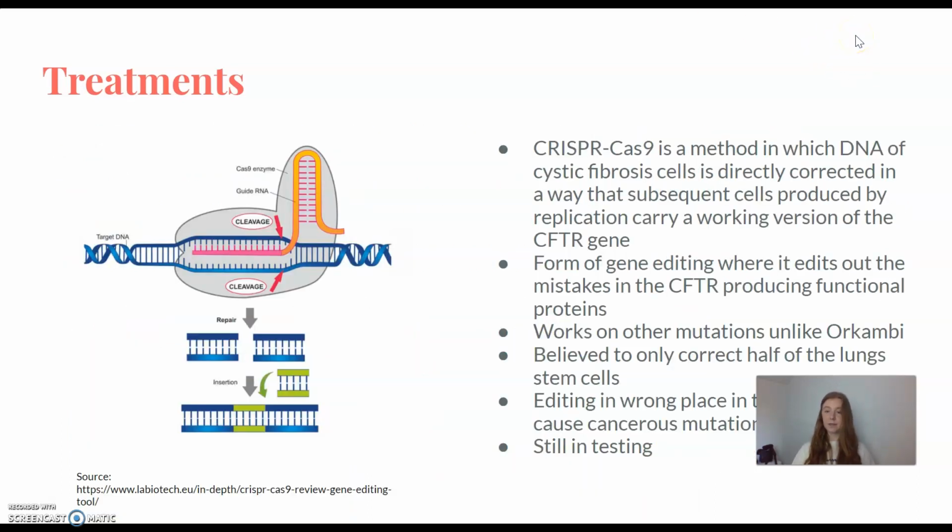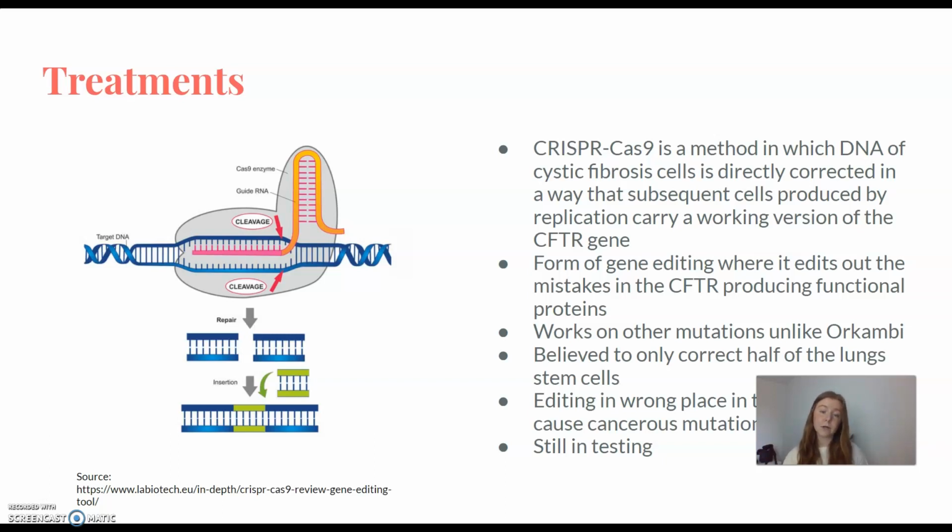There's also another treatment that works on a molecular level. This is CRISPR Cas9, and it's a method in which DNA of cystic fibrosis cells is directly corrected in a way that subsequent cells produced by replication carry a working version of the CFTR gene. And it's a form of gene editing where it edits out the mistakes in the CFTR, producing functional proteins. So you can see in the picture, they essentially are cutting both sides of the DNA, and then it's being replaced by the correct amino acids. And a great thing about this type of treatment is it works on other mutations, unlike Orkambi.